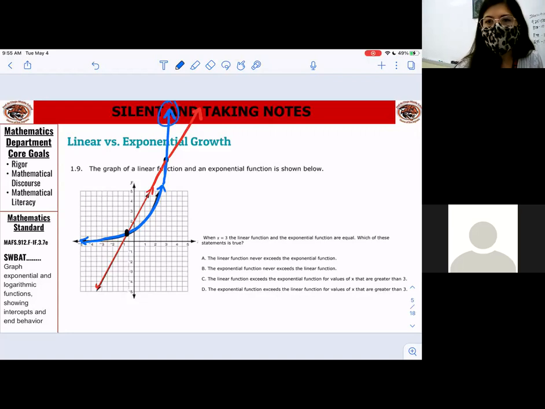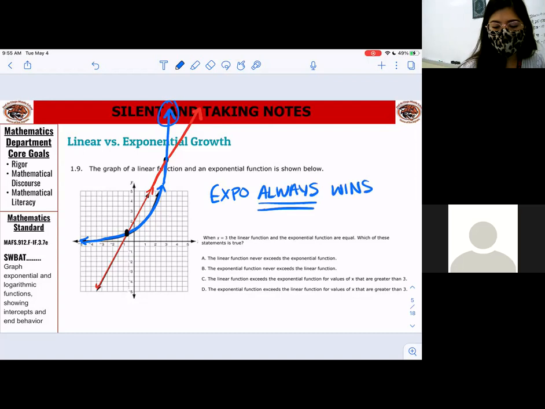So that's where it gets kind of confusing. But if you remember this, just remember this: Expo always wins. Always. Because exponential is doubling, it's growing really, really fast. Linear is kind of like a train, it has a constant speed, it keeps growing at the same speed. But exponential is more like a rocket ship. It's just gonna shoot up really fast eventually. That's the difference. Do I have any questions on that?